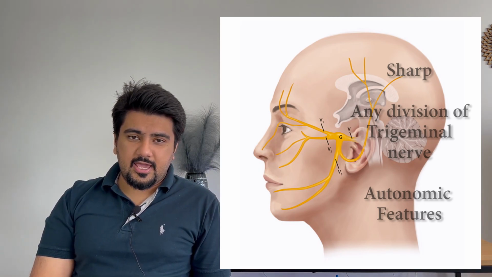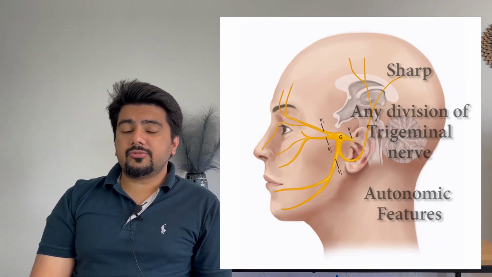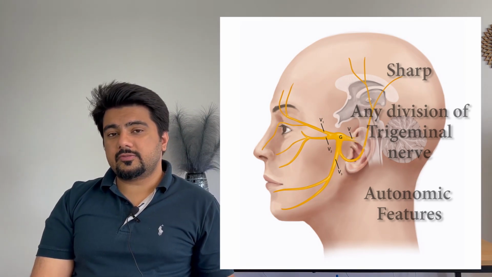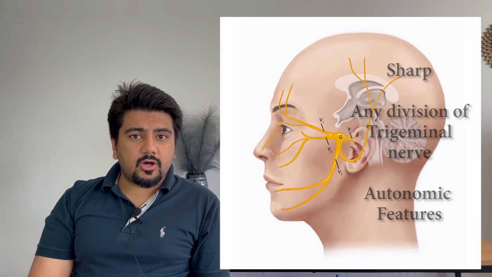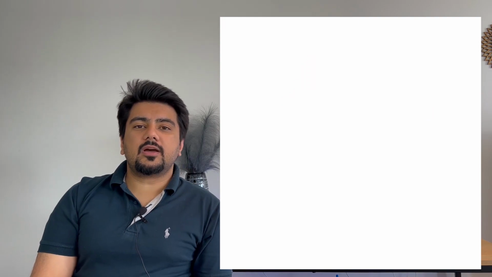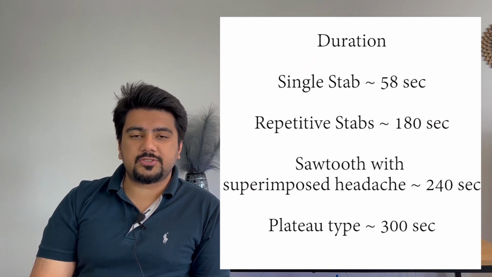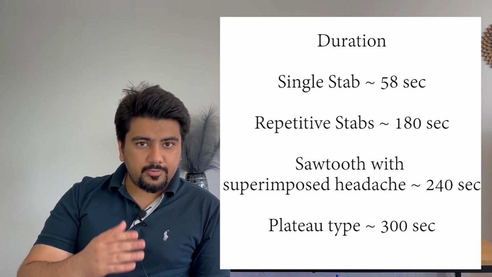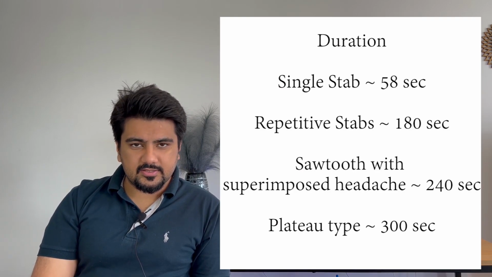Now, as is evident from the name, these are going to be stabbing or sharp in nature. They can happen in any of the three divisions of the trigeminal nerve, the ophthalmic, the maxillary, or the mandibular, and they will be associated with autonomic features. Now when it comes to the duration of these headaches, a single stabbing headache will have a mean duration of 58 seconds. Repetitive stabbing headaches will have a mean duration of 180 seconds.